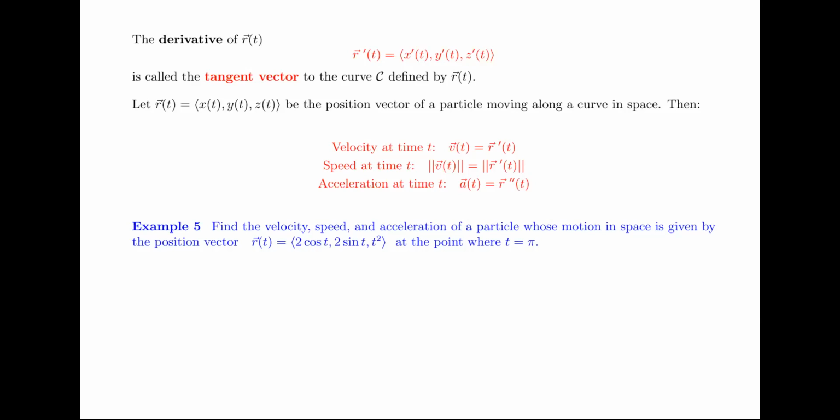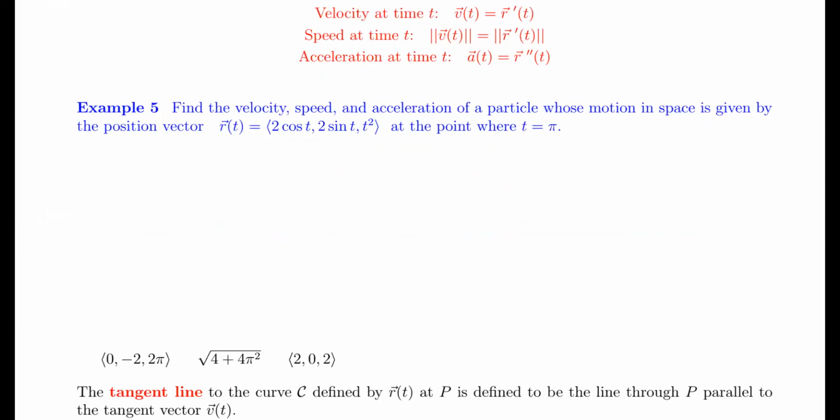All right. Moreover, if we have a position function r of t, which is x of t, comma, y of t, comma, z of t, if that is a position vector of a particle moving along a curve in space, then the velocity is the derivative of r of t. The speed is just the magnitude of that velocity vector, and the acceleration is the second derivative of your position vector, or in other words, the derivative of the velocity vector. Let's go ahead and do an example here then of a type of problem like that.